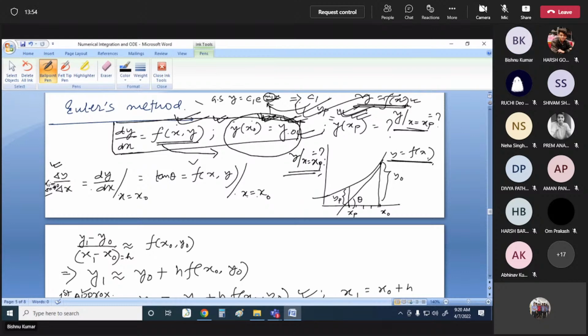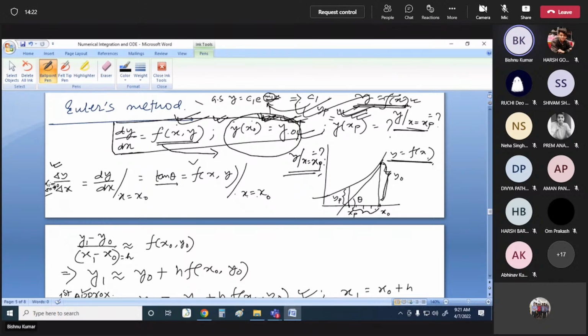Suppose that is the y difference, and this is the x difference. In the limiting case, that is the derivative at this point, and that derivative is tan theta. Suppose I have written tan theta, it means if you try to draw a tangent at this point, that tangent makes an angle with the x-axis.